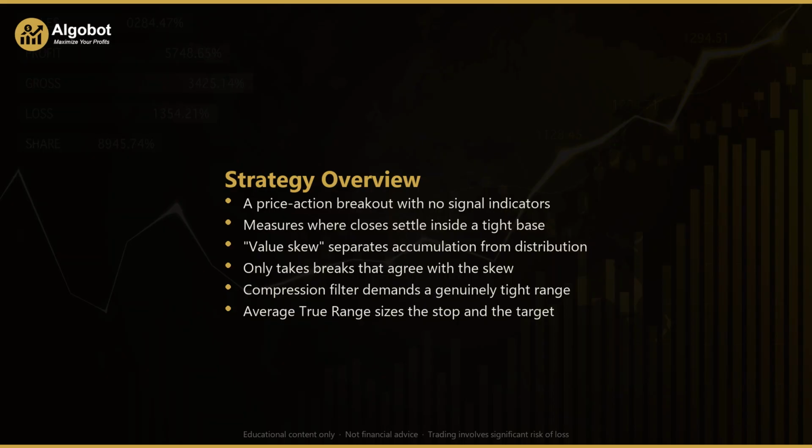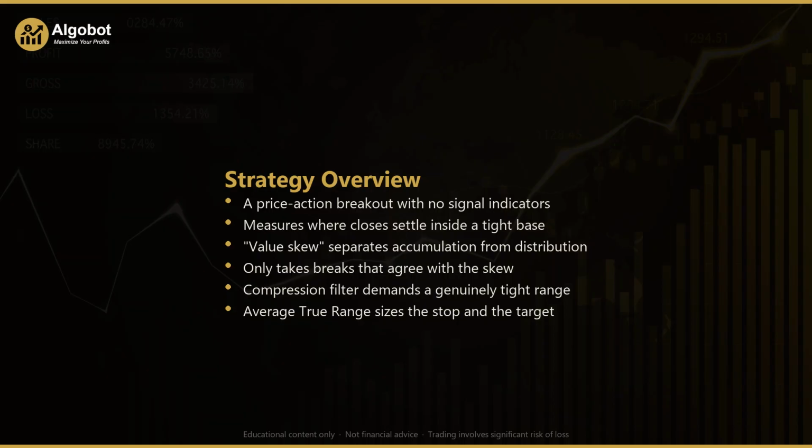Traditional range breakouts take every break of a level, and that's exactly why they so often get chopped up. Many breaks are false moves that spike through an edge only to snap right back. Value Skew Breakout tries to separate the breaks worth respecting from the ones that aren't by looking at the story the consolidation already told. Here's the core idea.